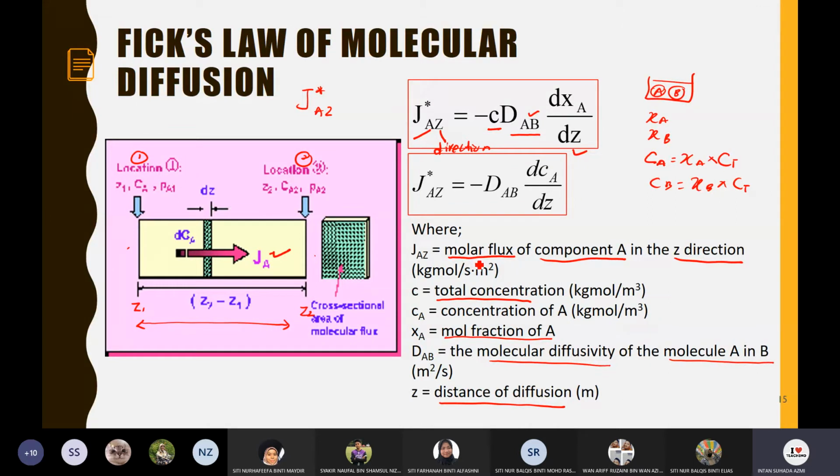As it's written here, molar flux of component A in the Z direction. Z is the direction of the mass transfer. We will have 2 points, so it shows there is a transfer. So Z is the distance of diffusion. Molar flux of component A in Z direction. Actually, it's just a notation, so I just explain what it is exactly. Nothing to be worried about.